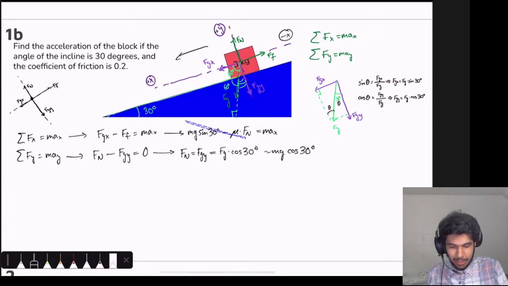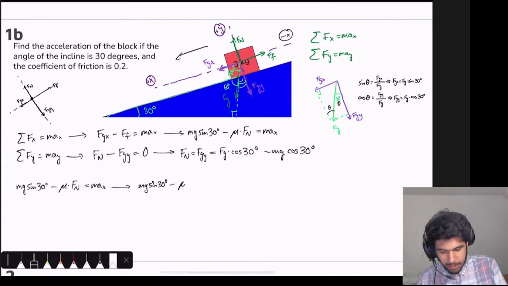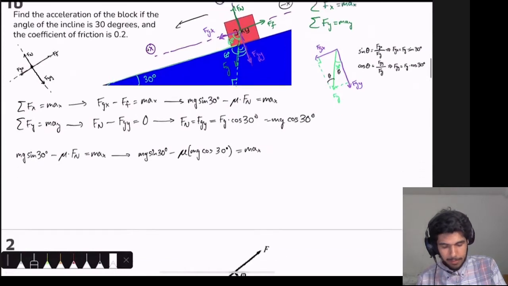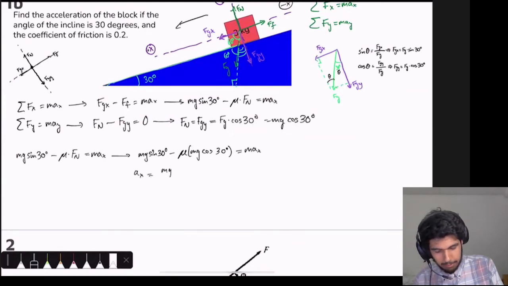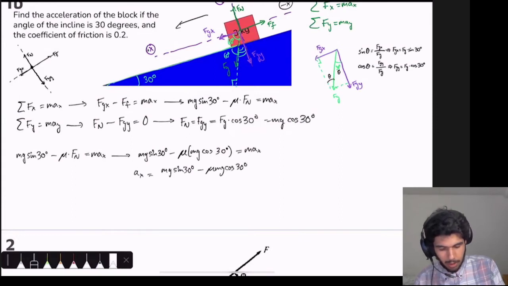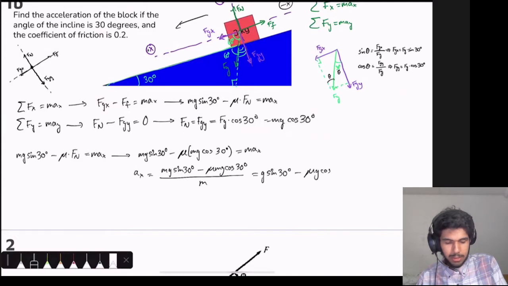So let's substitute that back in. I'll copy this and paste that here. And that tells us that now we have mg sine of 30 degrees minus mu times mg cosine of 30 degrees equals max. And now we can factor out or divide by m on both sides, and we'll get ax equals mg sine 30 degrees minus mu mg cosine of 30 degrees, all of this divided by m. We see that there's a common factor of m in here, so this is simply g sine of 30 degrees minus mu g cosine of 30 degrees.